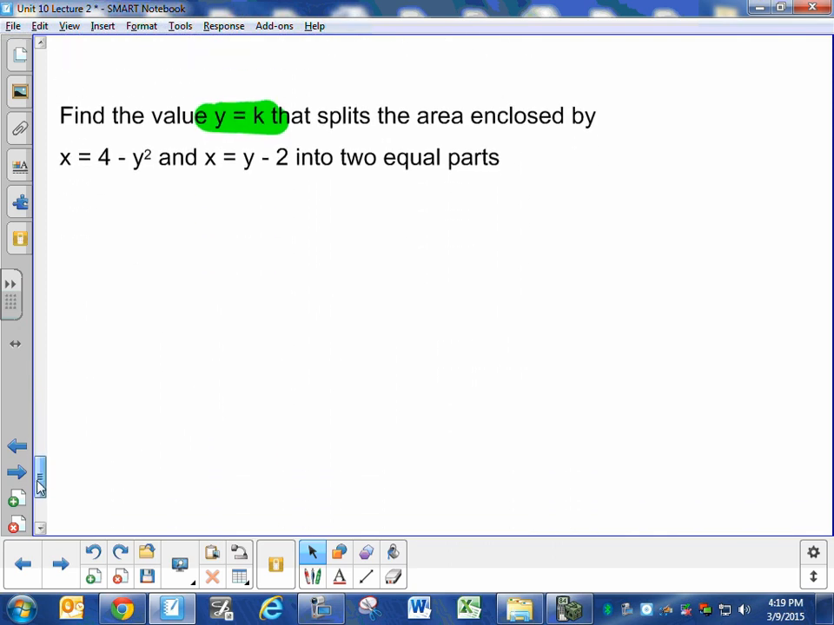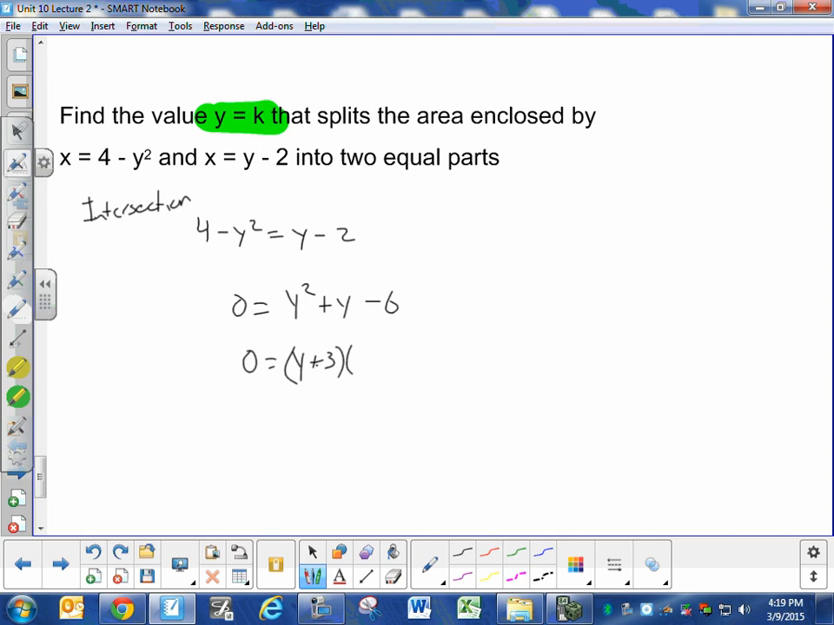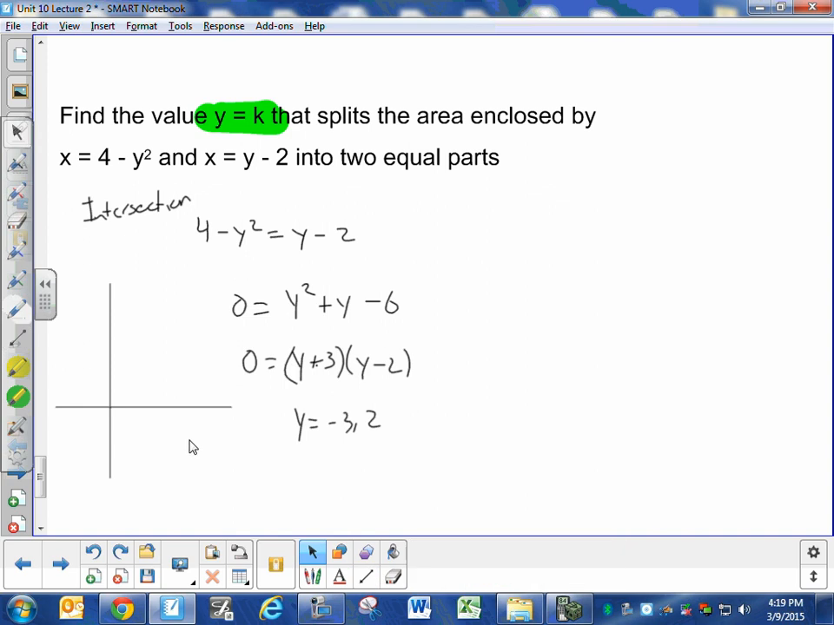Okay, to do that, first we need to find the actual area. It's going to be the same deal as we've done before. So let's first figure out what this region will look like. I'll find the intersection first. I get y squared plus y minus 6 is equal to 0. That's y plus 3 times y minus 2. So I get y equals negative 3 or positive 2. So in my graph, I'm focusing on the region when y's are between negative 3 and positive 2.